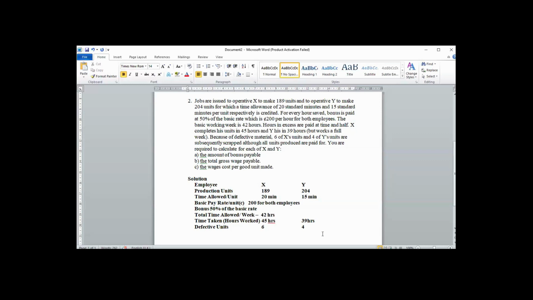If you look at each of these methods, what does the first one say? 1/2 times time saved times rate. The second one says 1/3 times time saved times rate. The other one says time saved times time taken over time allowed times rate. Which of these methods is in line with this question?